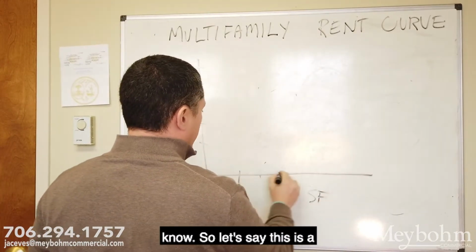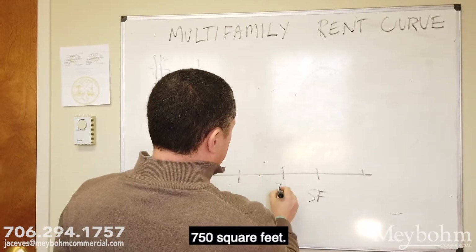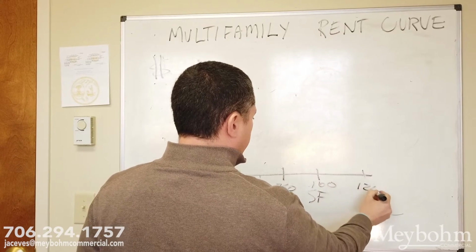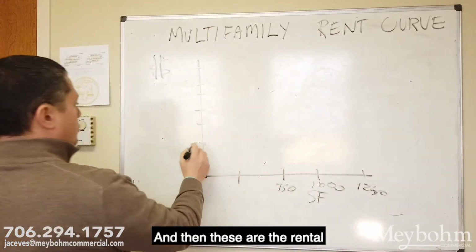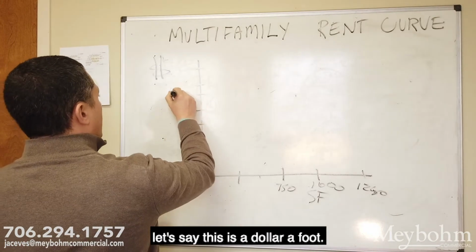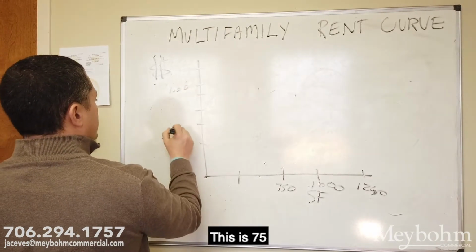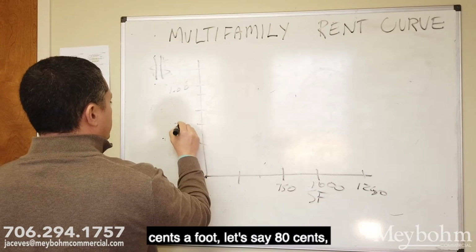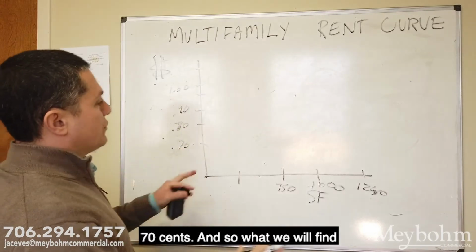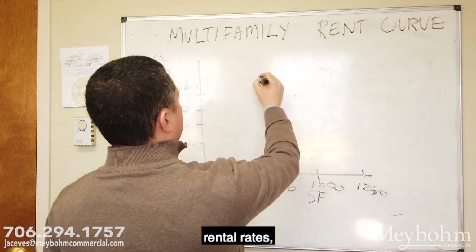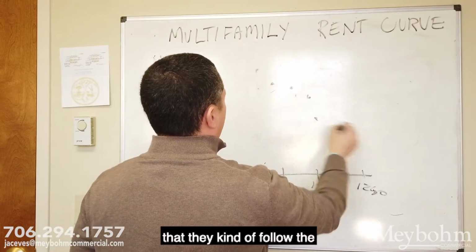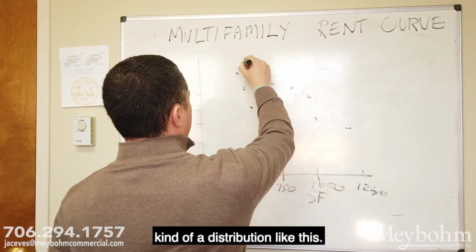And so you've got apartments, and let's say this is 750 square feet. This is 1,000. This is 1,250. And then these are the rental rates. Let's say this is $1 a foot, this is 75 cents a foot. Let's just say 80 cents, 90 cents, down to 70 cents. And as we plot out these rental rates, we're going to find that they follow a distribution like this.